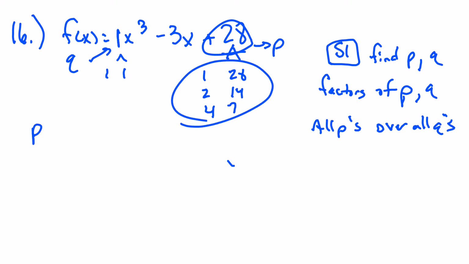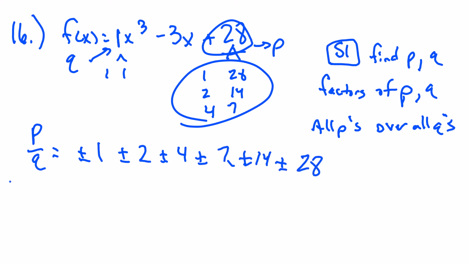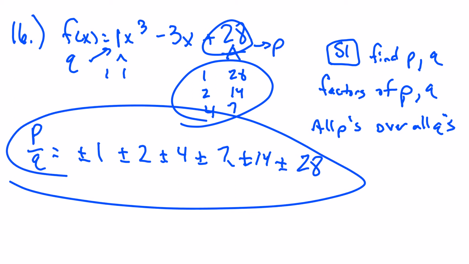So I write the whole thing, p over q. I write it over 1. So I say plus or minus 1, plus or minus 2, plus or minus 4, plus or minus 7, plus or minus 14, plus or minus 28. And I'm done, because if I put them all over 1, it's the same thing. So I'm not even going to bother writing over 1. You could, if you really want to, but I usually won't do that. Alright, that's it.